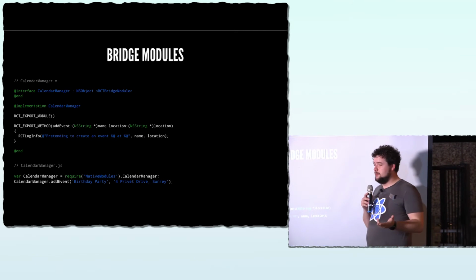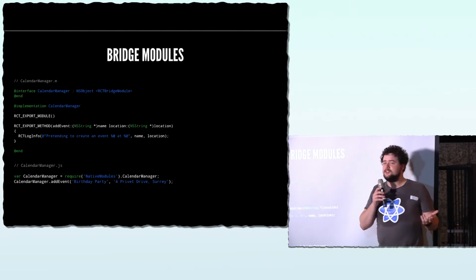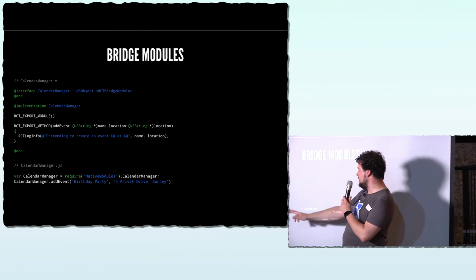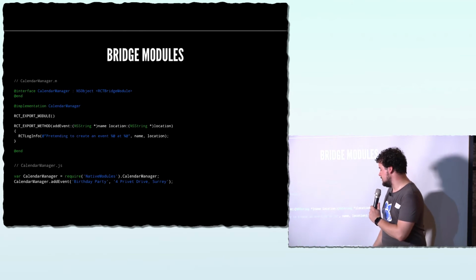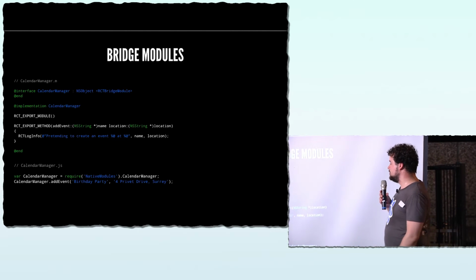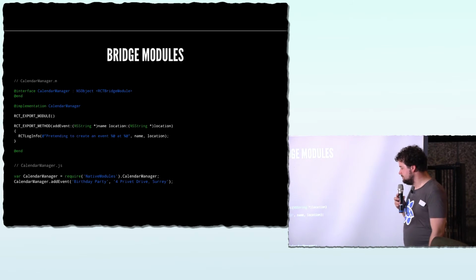And we will automatically translate that to a JavaScript method name, because Objective-C's naming syntax is not really compatible with other languages. So you can see in this case we have add event location, and that just translates to add event. So in this case, we've built a simple calendar manager that allows the JavaScript side to access the native calendar API.